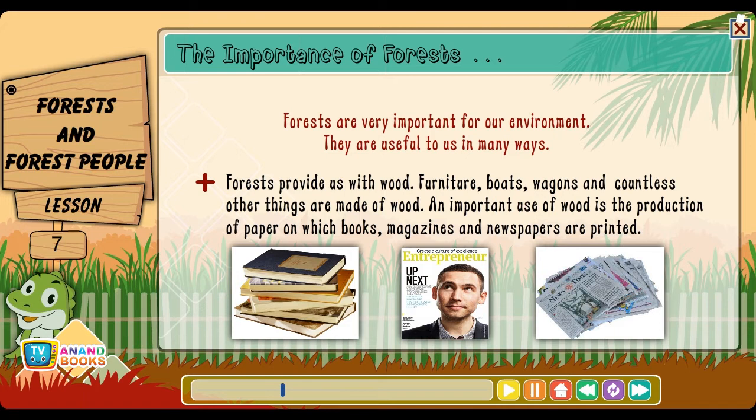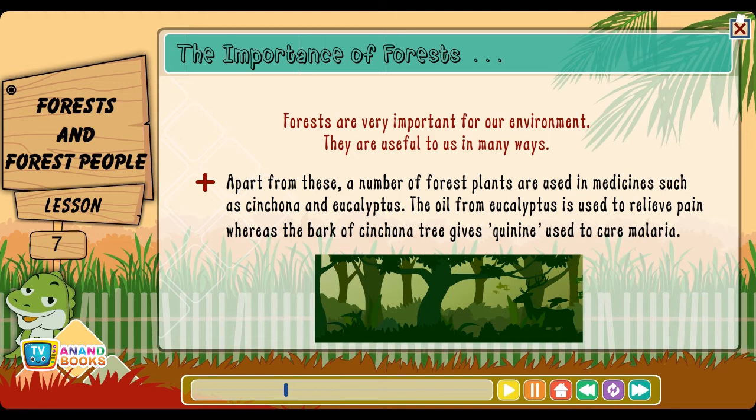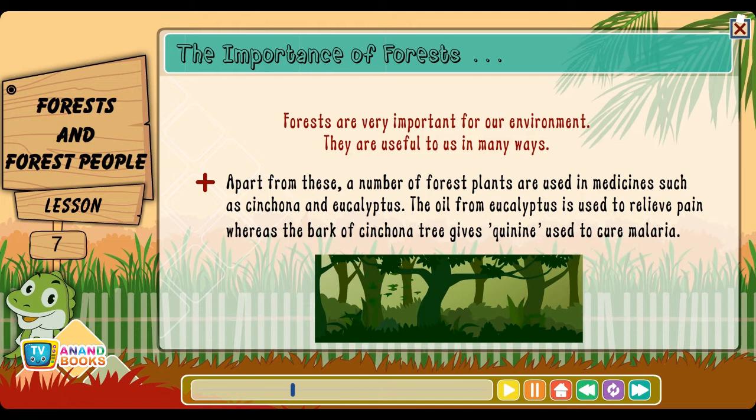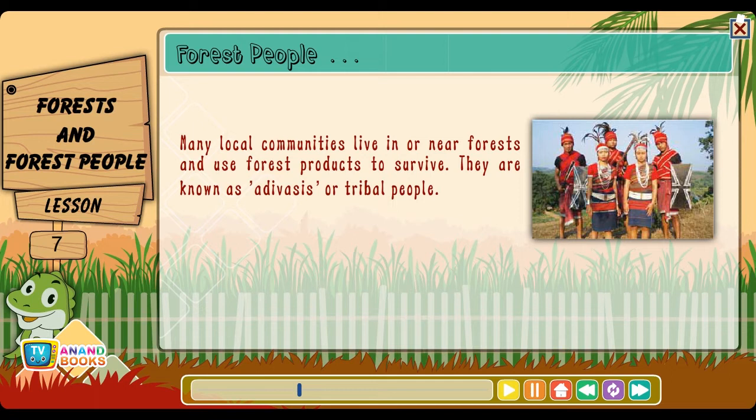Apart from these, a number of forest plants are used in medicines such as cinchona and eucalyptus. The oil from eucalyptus is used to relieve pain, whereas the bark of cinchona tree gives quinine, used to cure malaria. Forest people. Many local communities live in or near forests and use forest products to survive.